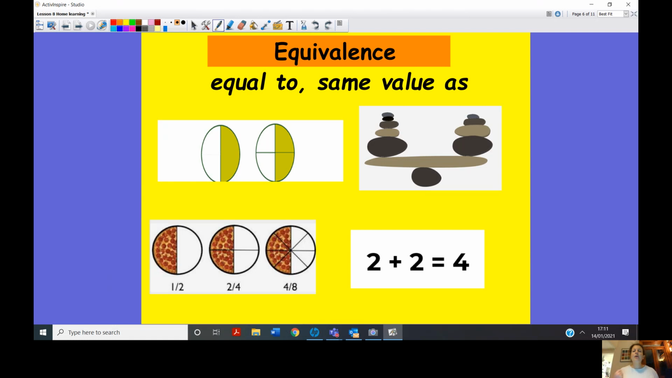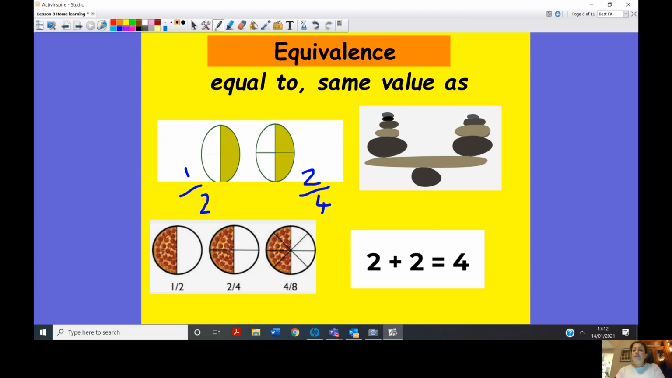Equal to means equivalent, means the same as. You can see on all these different pictures, things are equal. They are meaning the same thing. So we can see here, this circle is split into half. And you can see this circle is split into 4 pieces, but 2 pieces are shaded. So this is something we'll be looking at today.